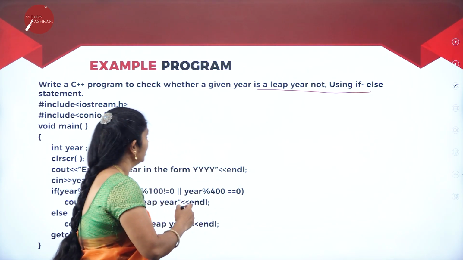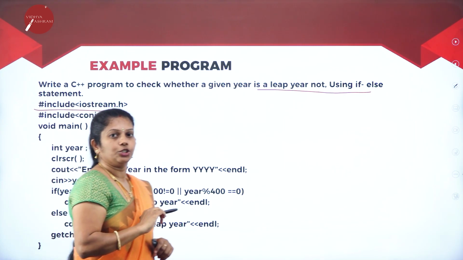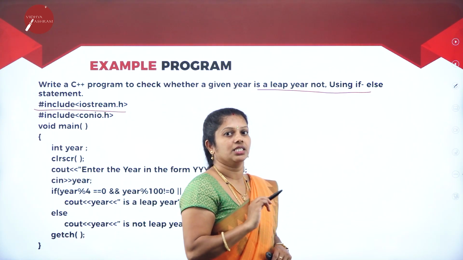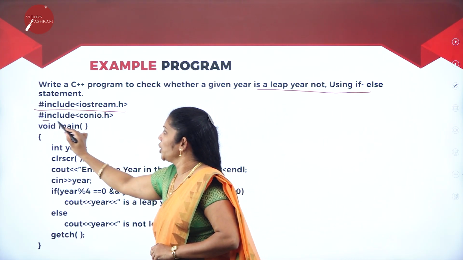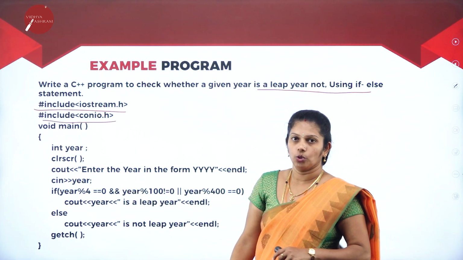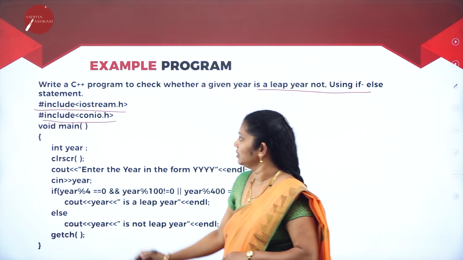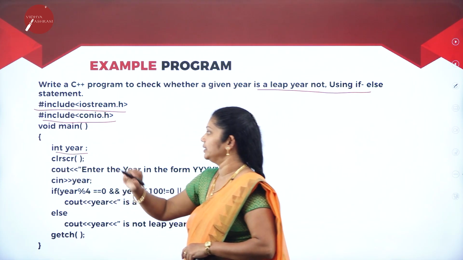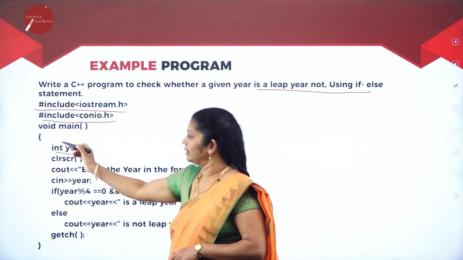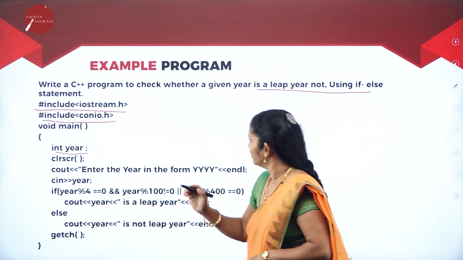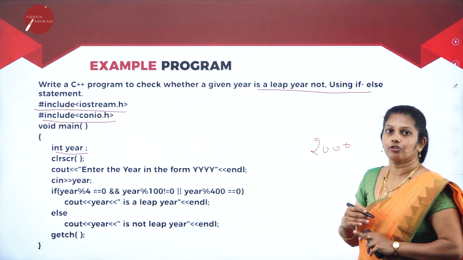Okay, then here, first as usual, we have to start with the header file. #include <iostream.h>. This is a supporting header file for cin as well as cout. Next, we are using #include <conio.h>. This is a supporting header file for clrscr as well as getch function. Next, void main. Here we are declaring the variable int year. It means that now we are declaring one year of type integer. For example, I am going to give 2000. Whether it's a leap year or not, I want to find out.